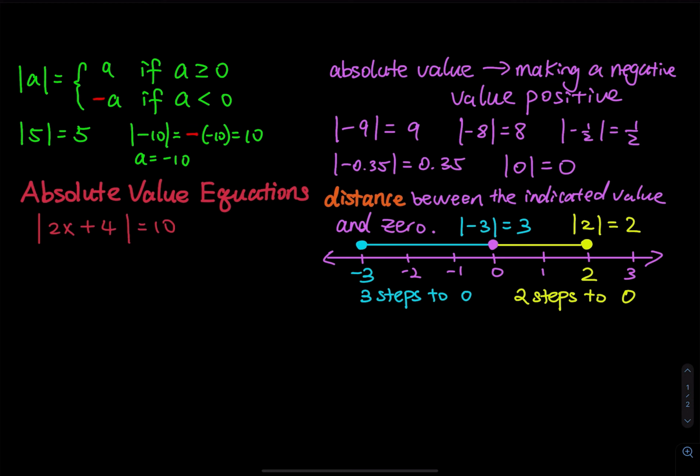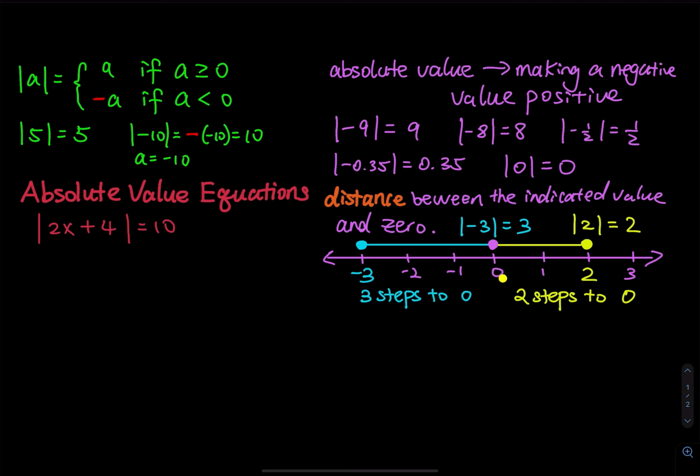Another way to explain absolute value is calling it the distance between the indicated value and 0. So for example, I color coded this. Absolute value of -3 is 3. Absolute value of +2 is equal to 2. Why is the absolute value of -3 equal to 3? Because the distance between -3 and 0 is 3. Three what? We make 3 steps to 0.